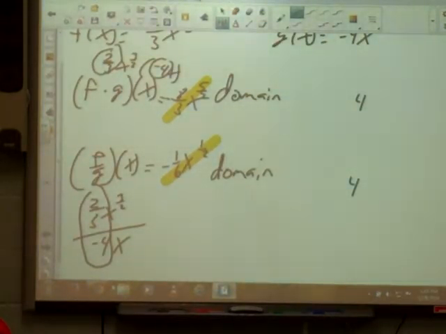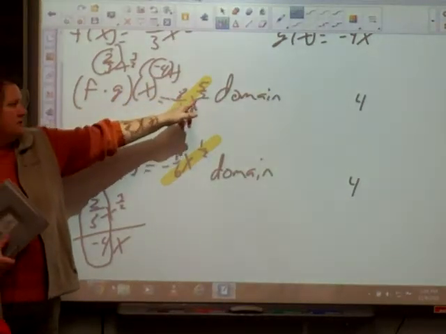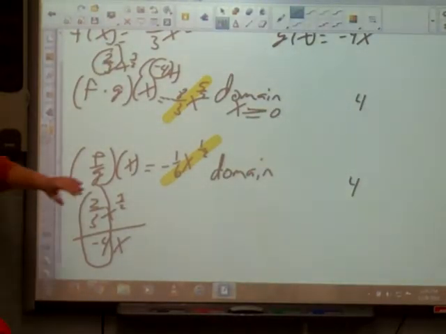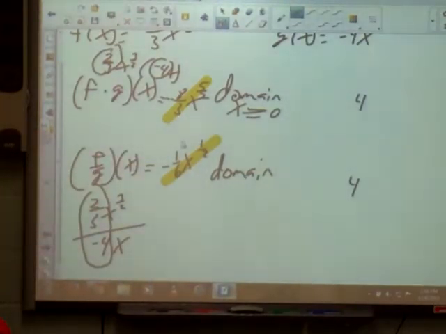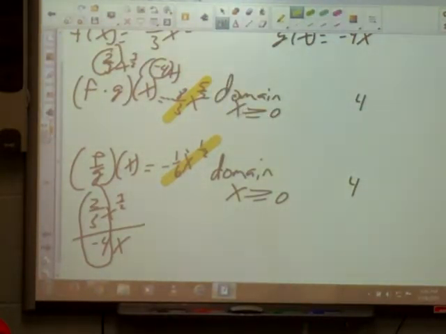Alright, so now in our domain, we're looking at, is it all real numbers, or is x going to be greater than or equal to 0? What's the root, the 5 or the 2? 2. 2 is an even number, which means its domain is x is going to be greater than or equal to 0. What's my root here on this one? 2, so same thing. X is greater than or equal to 0. So we've got 4, 2 left to go.